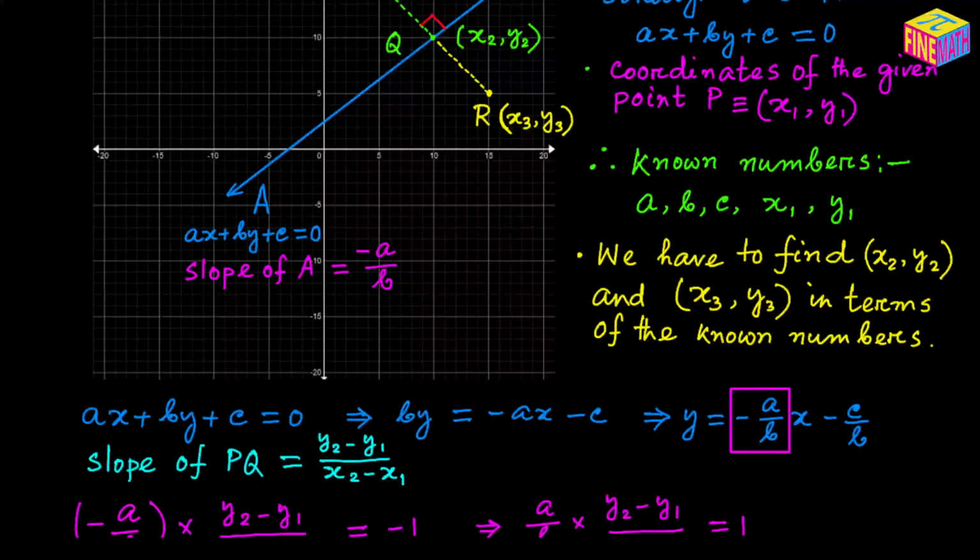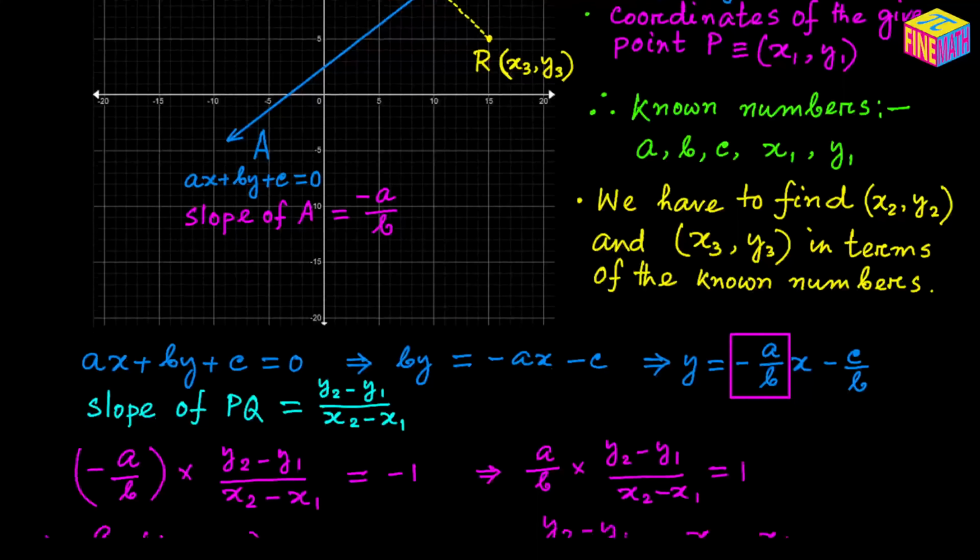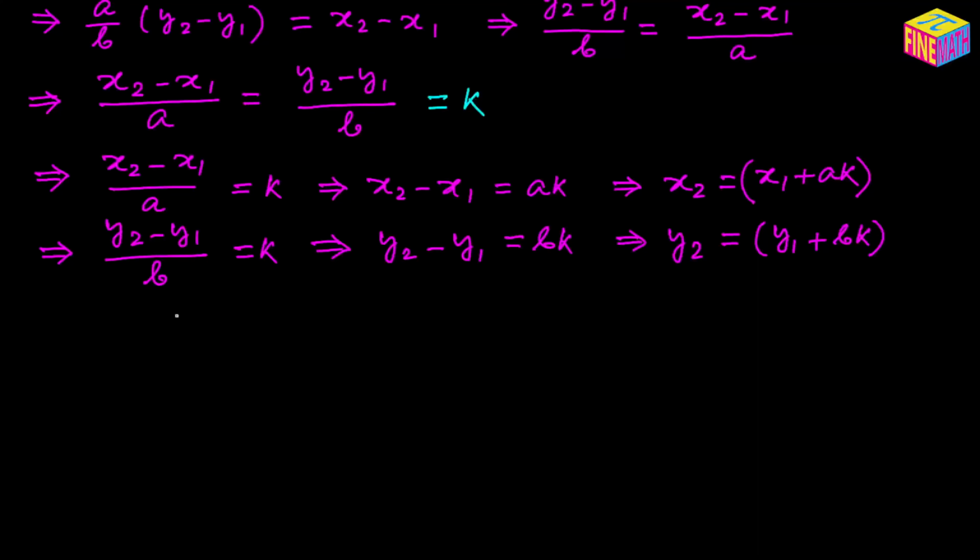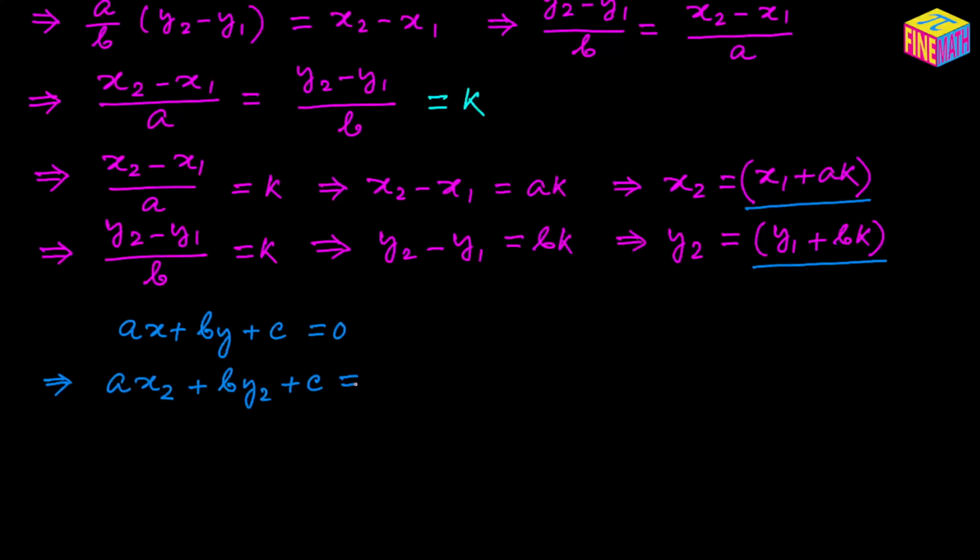So here let's now try to plug in these values of x₂ and y₂ in the equation of the straight line A. Equation of the straight line A is like this. It is ax + by + c = 0. And if we plug in these values of x₂ and y₂, let's see what happens. So from here we can say a·x₂ + b·y₂ + c is equal to 0. I simply used x₂ and y₂ in place of x and y.